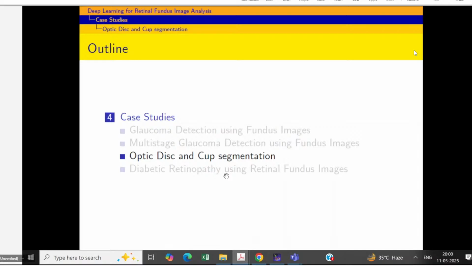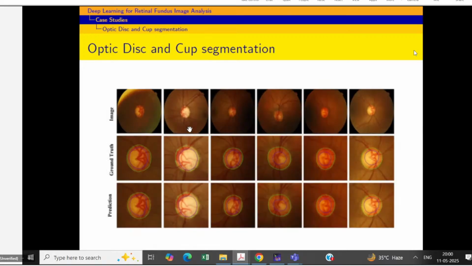And as I mentioned, there are certain other problem statements which you can solve. You will find in the literature a couple of other similar problems, right? And this was just an example, the optic cup and optic disc segmentation problem. It is a segmentation problem where your task, given an image, is to highlight the boundaries and the regions of the optic disc as well as the optic cup, right?